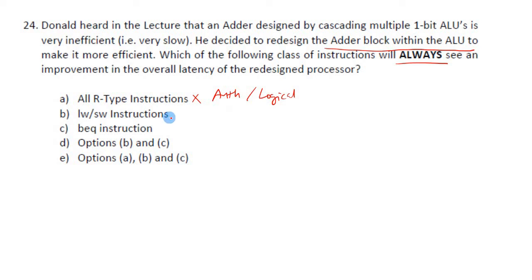For load word, there is always an addition because there is always an offset with the base. So that will always improve. And a BEQ will always improve because a BEQ is a subtraction, and a subtraction is addition of the complement. So this will also improve. So the answer is D, options B and C.